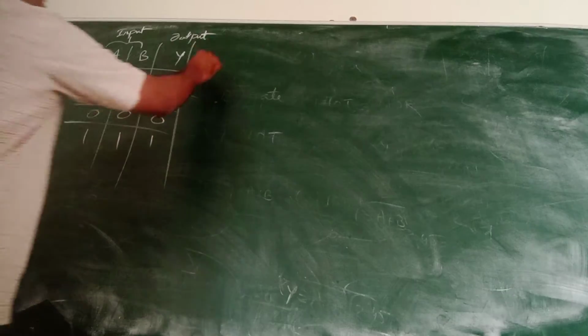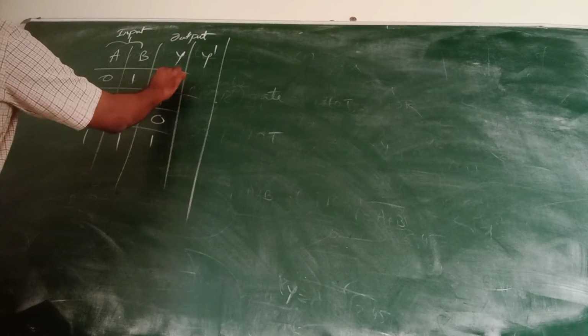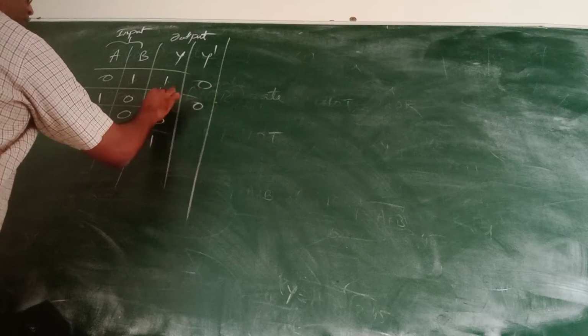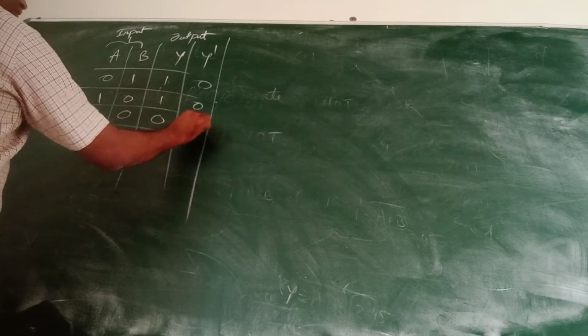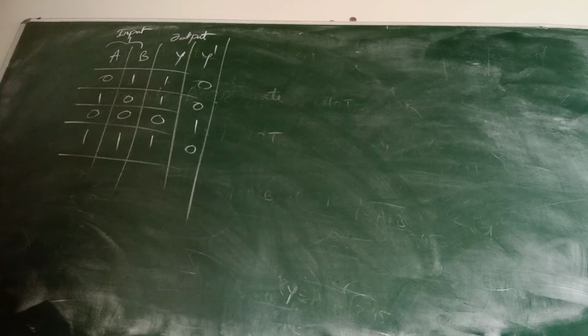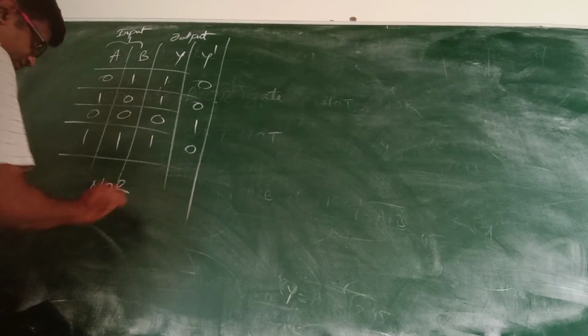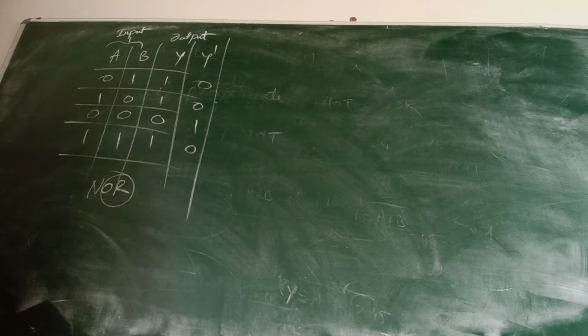Now you have added a NOT gate. So the new output will be, simply take this and reverse. 1 reverse it, 0. 0 reverse it, 1. 1 reverse it, 0. So this is the truth table for the NOR gate. Okay. So this N represents opposite of OR gate.